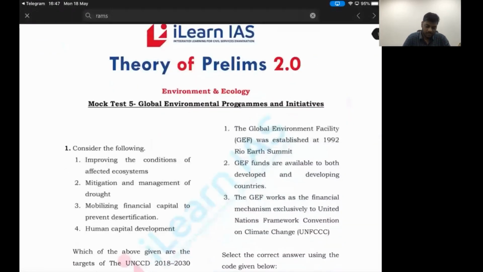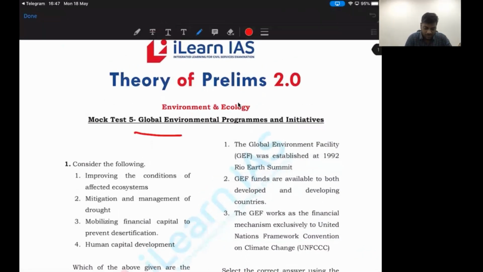This particular test was regarding the major global initiatives or programs for protecting our environment. With respect to UPSC, this module is important, as you all know, because I had explained its importance. Every year you can expect 5 or 6 questions, as we saw in the environment analysis section.